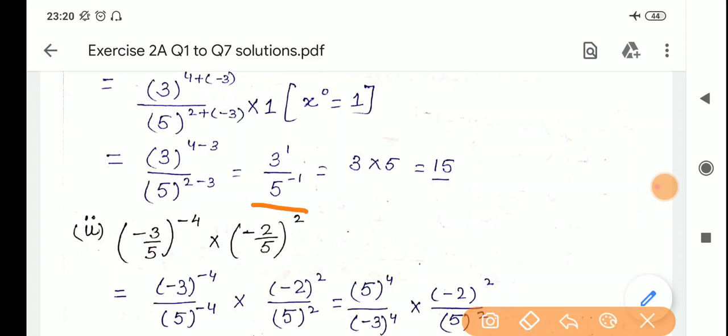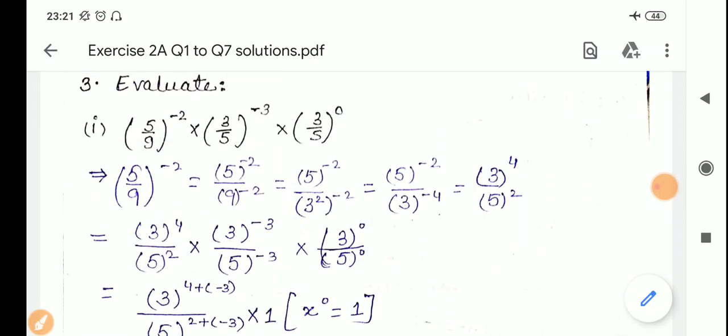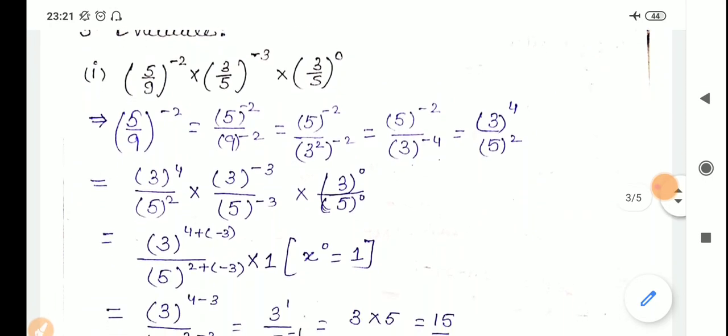Now see, as in the previous questions, the power was negative for the whole fraction. But here the numerator has the positive power and the denominator has the negative power. So we will just do the reciprocal of the denominator. So 3 will be as it is, multiplied by 5, the answer will be 15. Clear? So try this question by yourself and try to understand the concept.